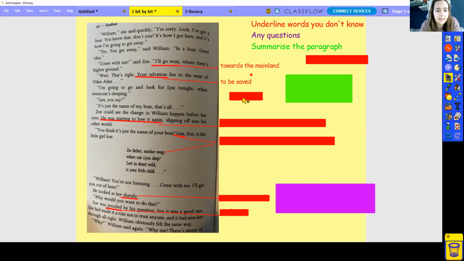I'm going to go and look for Leica tonight when everyone's sleeping. Leica, you say? Remember, Leica's the name of a boat. It's just the name of my boat, that's all. And Zoe could see the change in William happen before her eyes. He was starting to lose it again.